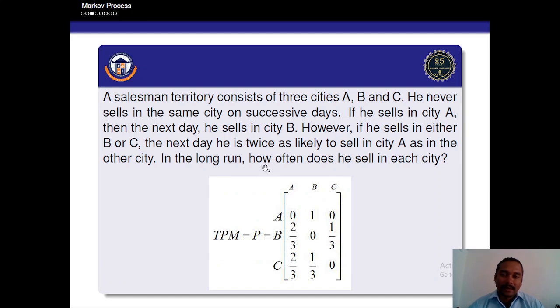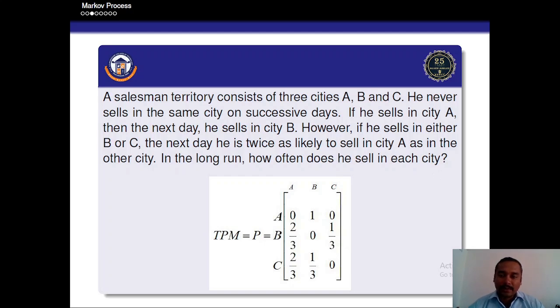Now see the statement of the problem. A salesman's territory consists of 3 cities A, B and C. He never sells in the same city on successive days. If he sells in city A, then the next day he sells in city B. However, if he sells in either B or C, the next day he is twice as likely to sell in city A as in the other city. In the long run, how often does he sell in each city?